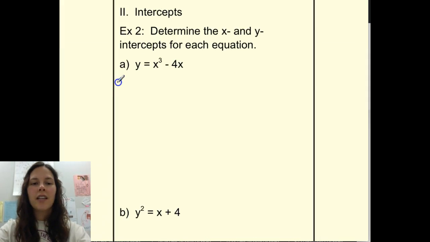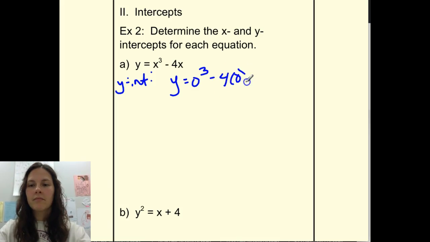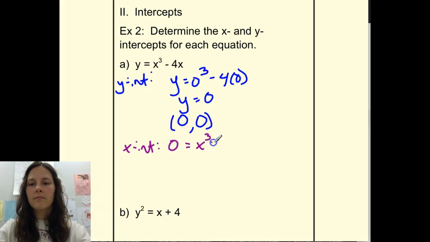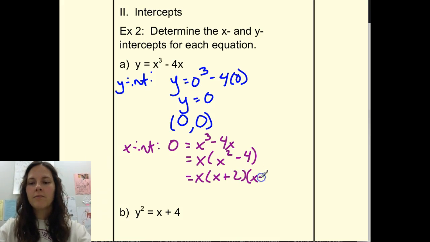Our first equation, let's find that y-intercept first. Substituting 0 for x, we get 0 minus 0, which is 0. So our y-intercept was, we substituted 0 for x, solved and got 0 for y. Our x-intercept is when we replace y with 0. To solve this one, I'm going to factor. It has a GCF of x, leaving me with x squared minus 4. Now I have a difference of squares, which is x plus 2, x minus 2.